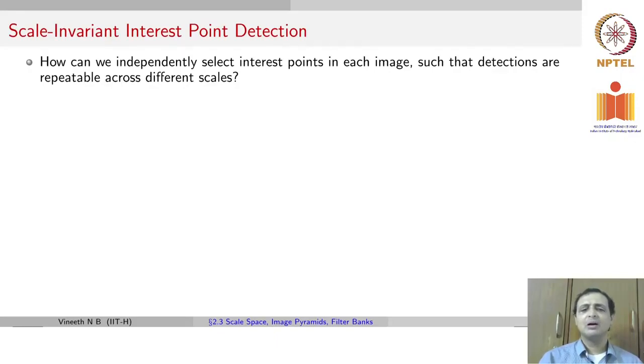Before we go there, let's ask, how can we independently select interest points in each image such that the detections are repeatable across different scales? Which means if there are two images at different scales, meaning they are zoomed in differently, one of them zoomed in a lot, one of them zoomed out, we ideally want to be able to detect a key point in both these images. Remember that if you take the patch size to be the same in both cases, in the image which is zoomed in, a key point may just look like an edge when you zoom in a lot. How do we counter this?